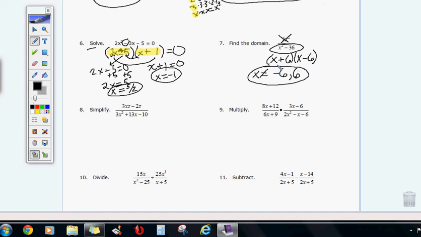If you're confused by this, just try plugging in negative 6 way up here. Negative 6 squared is actually negative 6 times negative 6. That's 36. 36 minus 36 is 0. Can't have a denominator of 0. All right, moving on to number 8.